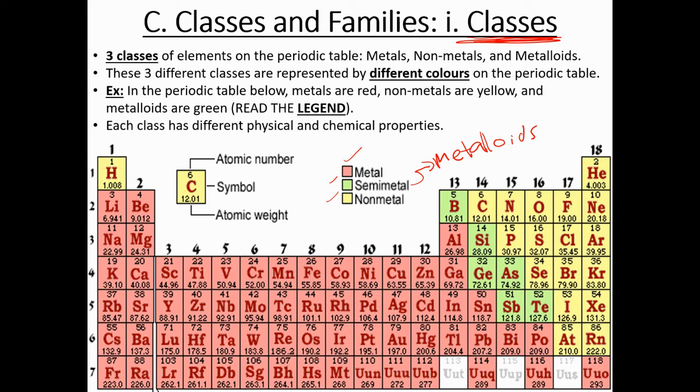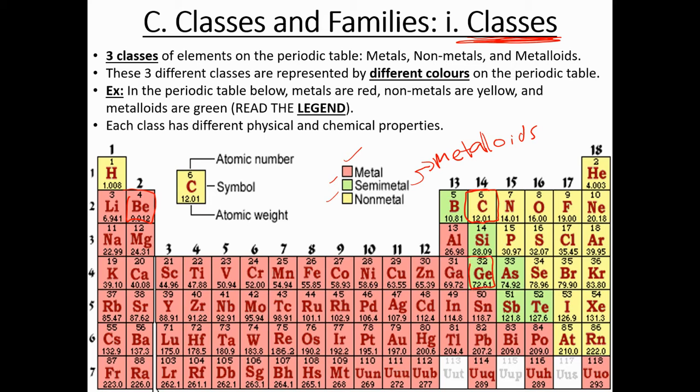So they're oftentimes color coded. For example, here you can see the boxes in red are the metals. There's a lot more metals than there are all the other elements. The ones in green are the metalloids, and the ones in yellow are the non-metals. So, for example, carbon is in yellow, so it's a non-metal, whereas beryllium is in red, so it's a metal, or germanium is in green, so it's a metalloid or semi-metal.